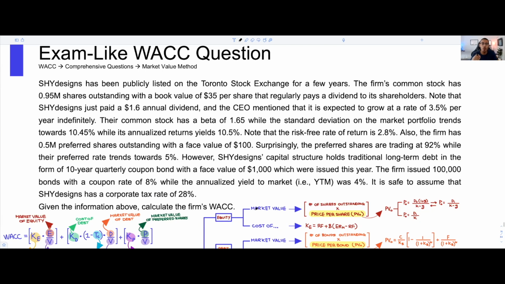So this is going to be one hell of a video because we're going to be looking at the most complex form of a weighted average cost of capital exam-like question. The reason why this is going to be the most complex form of the weighted average cost of capital type of question you may see is because we're going to be touching upon not only equity over value or debt over value, so the cost of equity and the cost of debt, but we're also going to touch upon the market value of preferred shares and the cost of preferred shares.